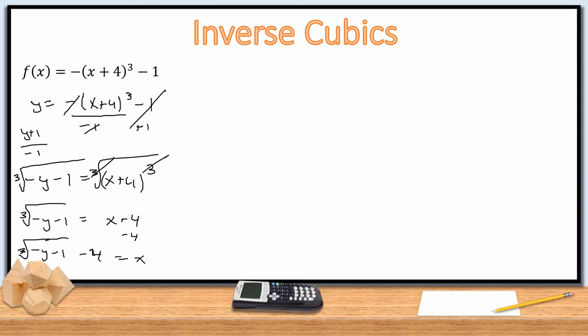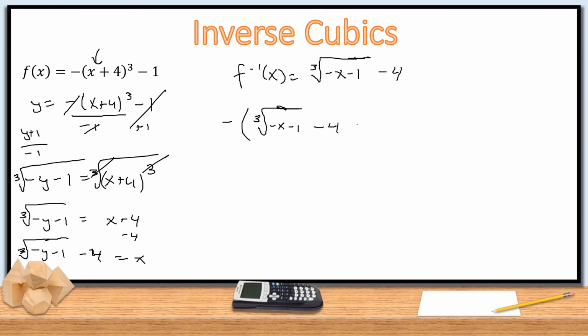Is equal to x. So that means f inverse of x is cube root of minus x minus 1 minus 4. So the minus 4 is not included in that cube root part. So then composition, substituting in for the x, we're going to have minus cube root of minus x minus 1 minus 4, and then plus 4, so that's the plus 4 over here.